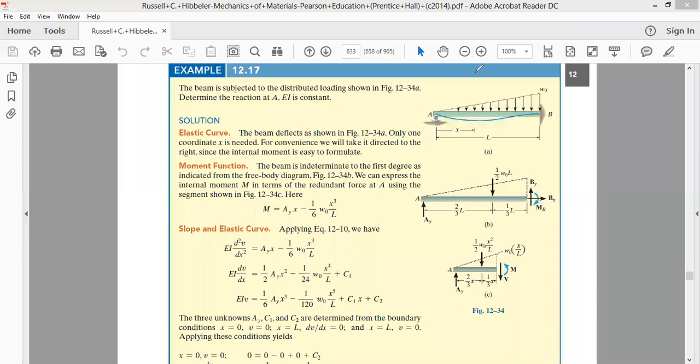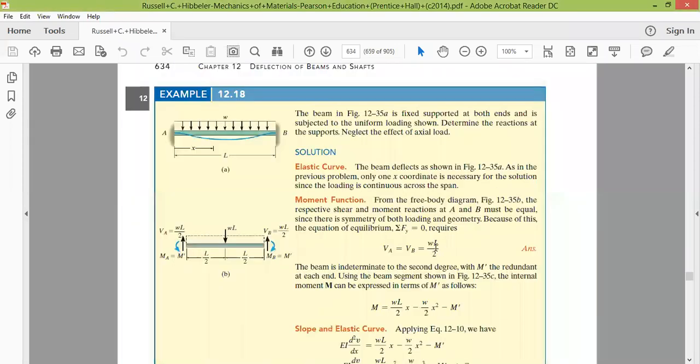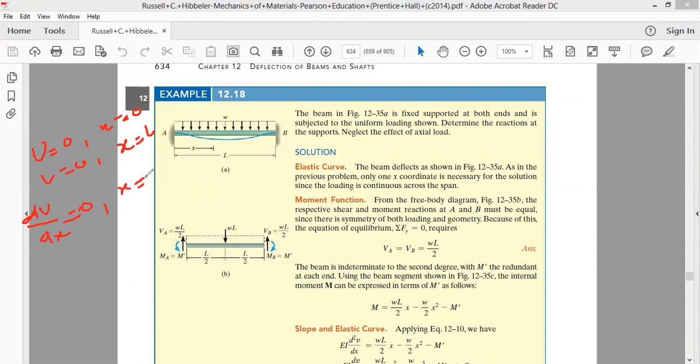In the same way, the next unsolved problem is out there. I request my students to please solve this problem yourself. You have to follow the same procedure, write the equations of equilibrium. The boundary conditions you will have: deflection will be 0 at x equal to 0, and deflection will be 0 at x equal to L. These are two boundary conditions. The slope dν/dx will also be equal to 0, both at x equal to 0 and x equal to L. So you have 4 boundary conditions for this type of beam.